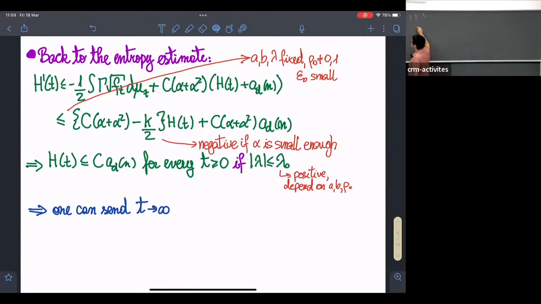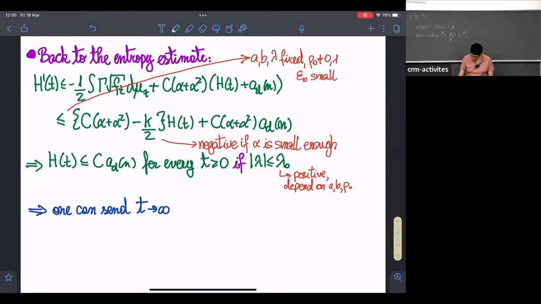You will get something of the form h prime of t less or equal than minus delta h of t plus some constant, let's say a. If you solve this equation, you see that h of t is less or equal than h zero e to the minus delta t, plus a divided by delta times one minus e to the minus delta t. You see that this is uniformly bounded in t. Of course, this constant a depends on N.